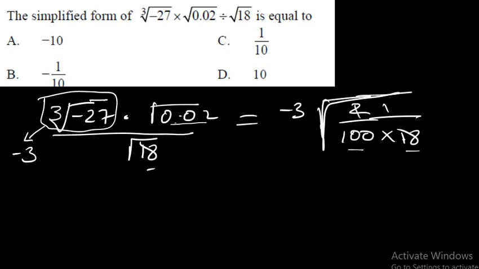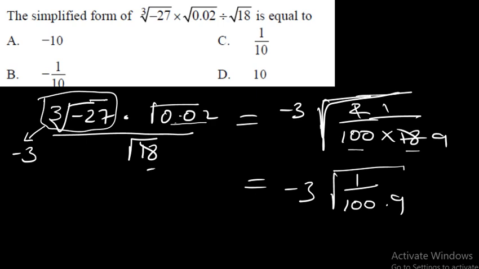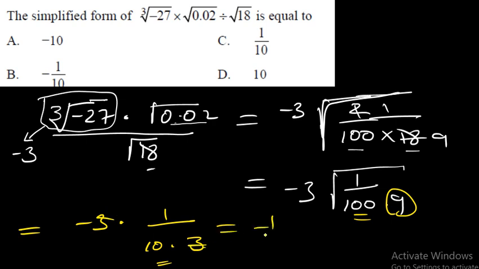By 2, 1, this by 2, 9. So what's left? -3 is still outside. At the top, 1 over 100 times 9. So as it is, let me extract it, which will be -3 times 1 over 10 times 3, because radical 9 means 3 and radical 100 means 10. Then cancel 3 by 3. So what is left? -1 over 10 remains. So the answer should be B.